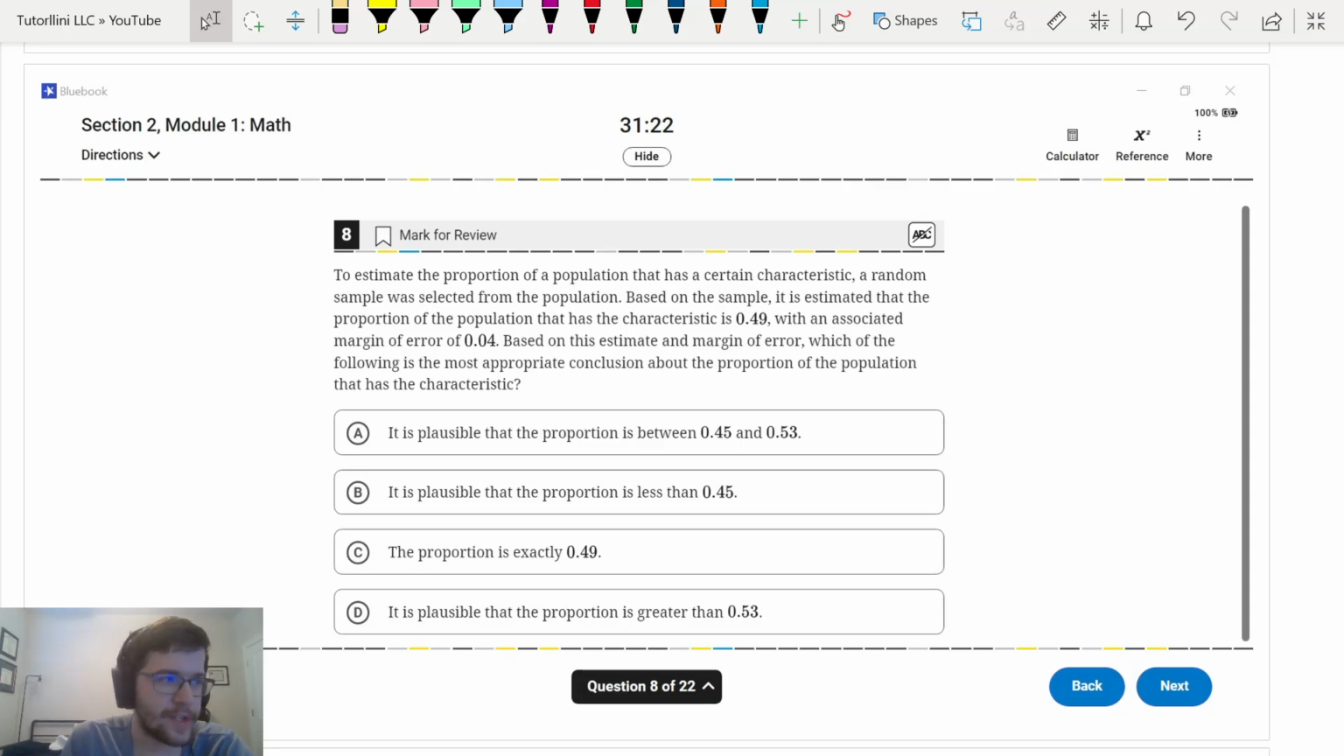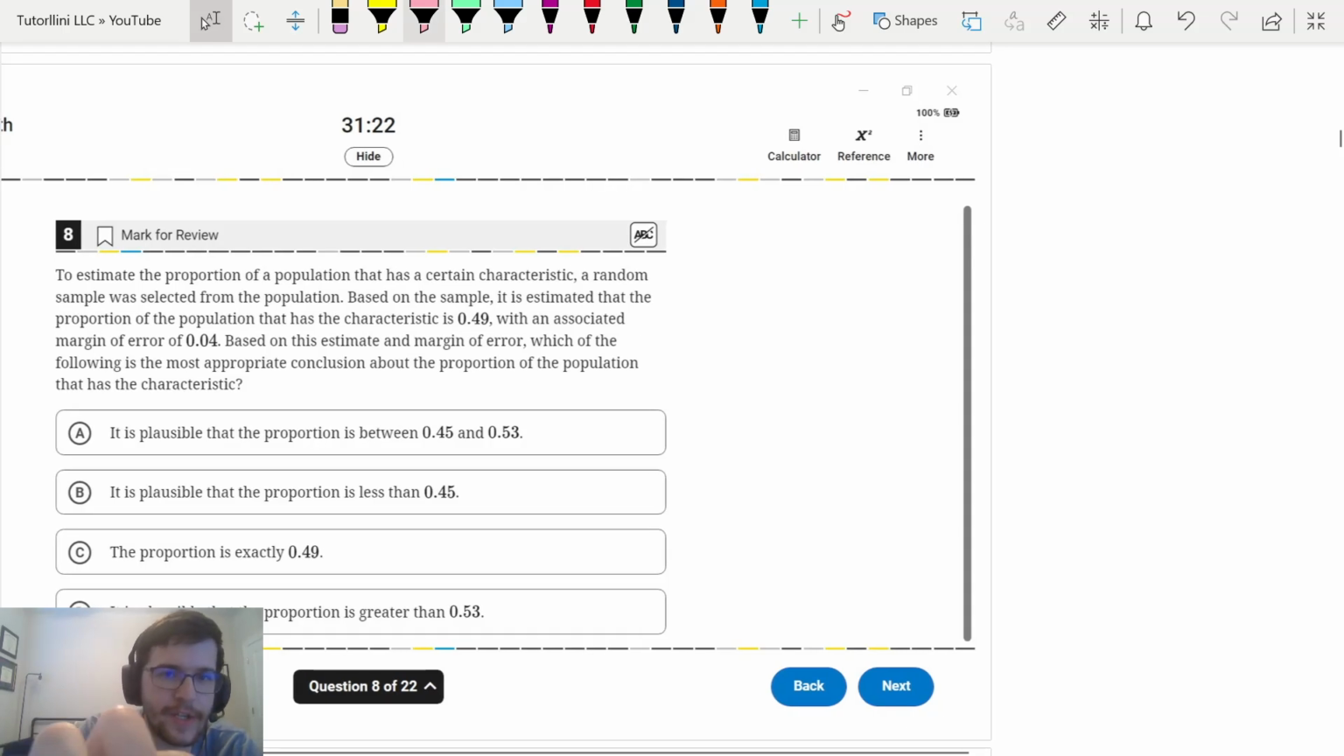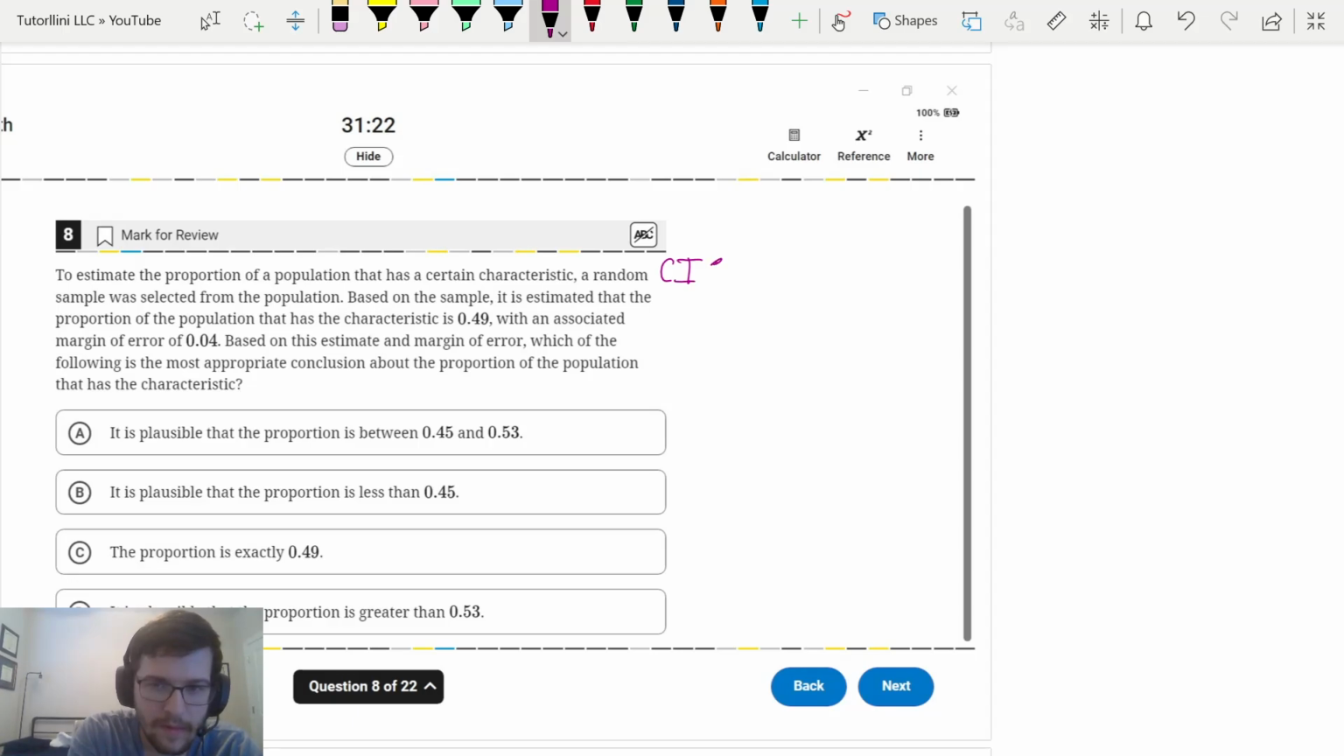All right, so these questions can really mess with people. They've been asking these a lot on these practice tests. This question is asking you about what's called a confidence interval. The confidence interval tells you what values are plausible for the population mean or the population proportion.